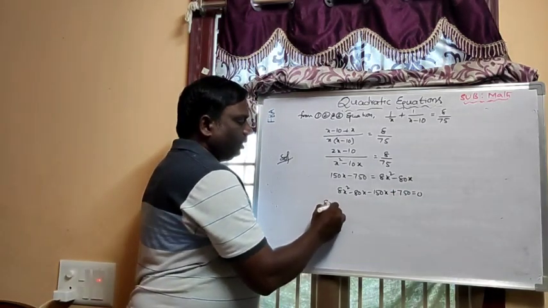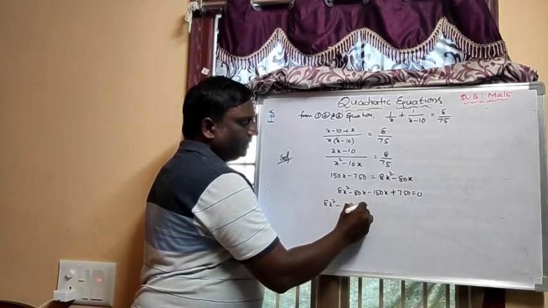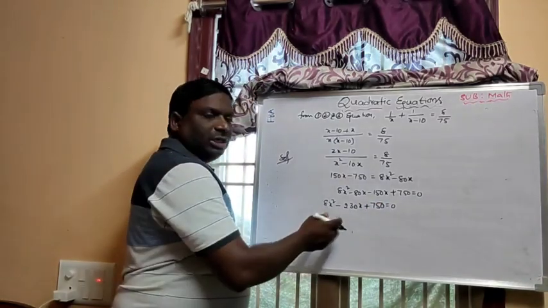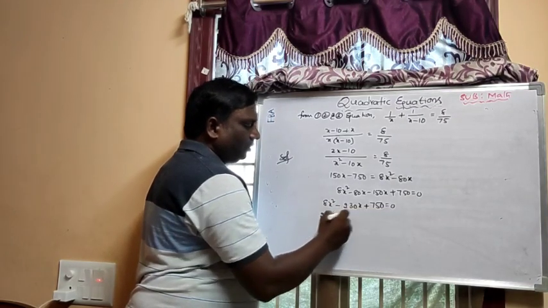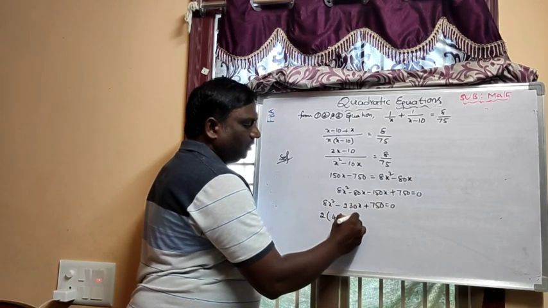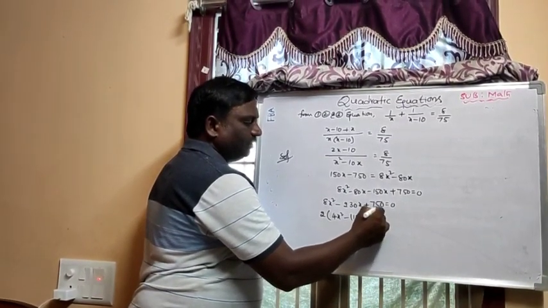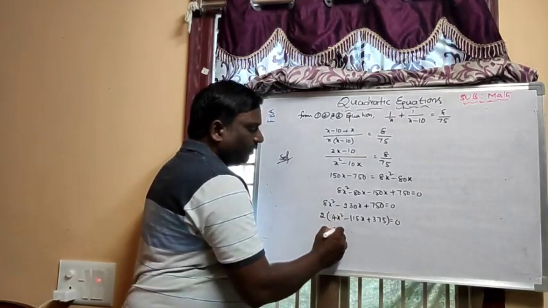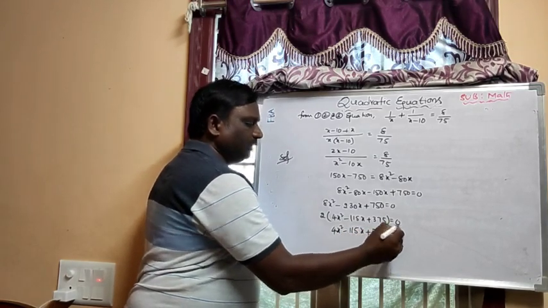Then 8x square minus 230x plus 750 equal to 0. Take 2 common; each and every term has 2 as the common factor. So taking 2 as the common factor for the total expression, 4x square minus 115x plus 375. Here 2 is multiplying, so when it goes to the other side, it divides. 4x square minus 115x plus 375 equal to 0.